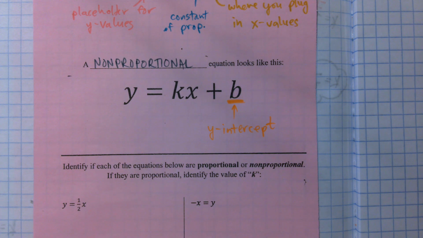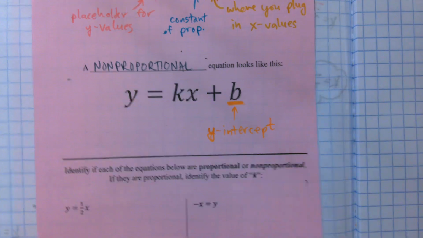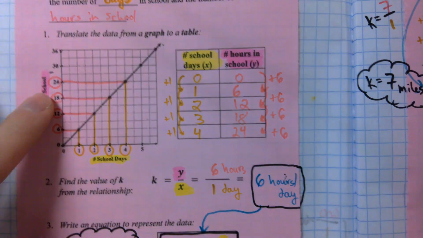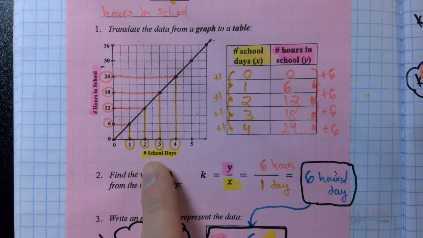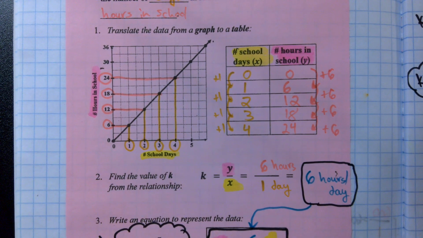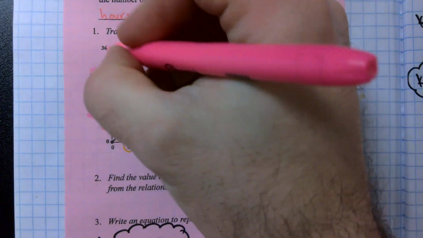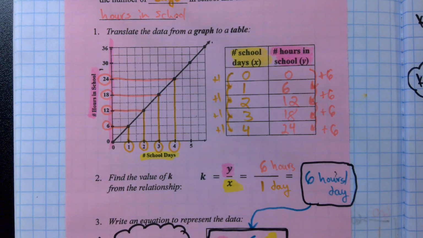So my y-intercept is the point in which my line, right? I'm going to have a line. It's where my line crosses the y-axis. So flip back for a second to yesterday's notes when we were talking about the number of hours of school and the number of school days, right? Is my y-axis going up and down, or is my y-axis going left and right? Up and down. My y-axis is going up and down. That's why it's pink. That's where all my y values are.